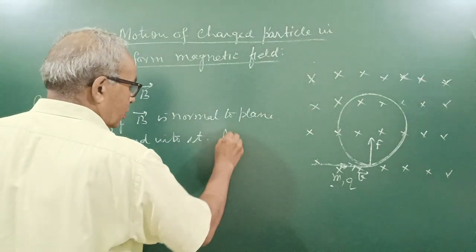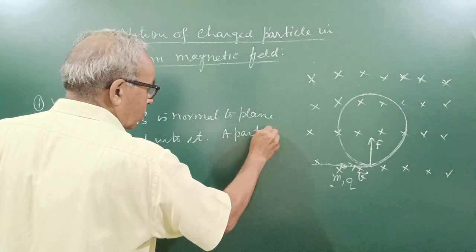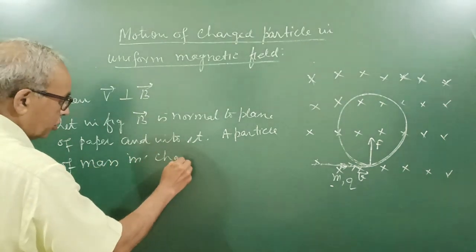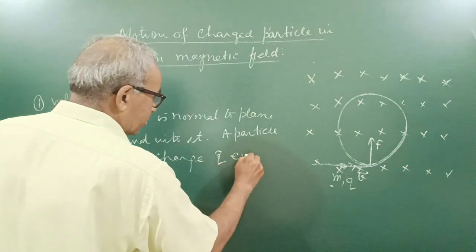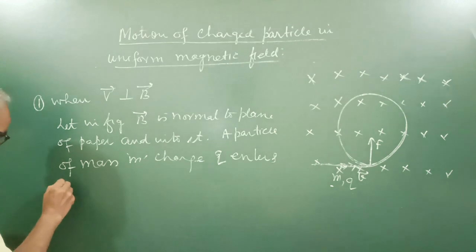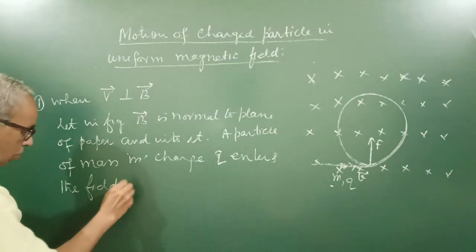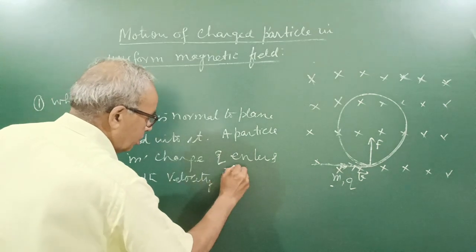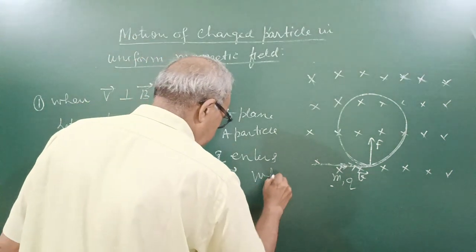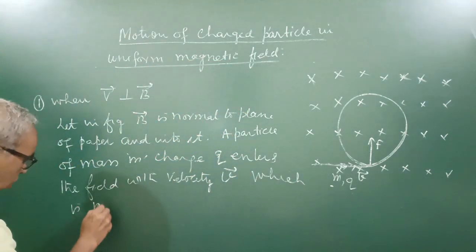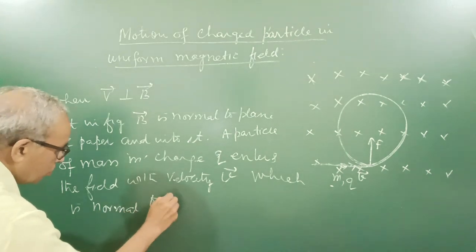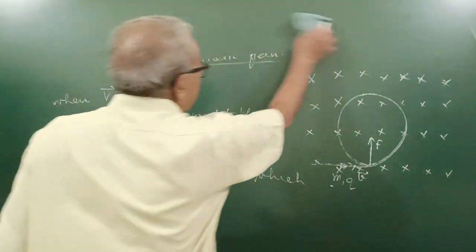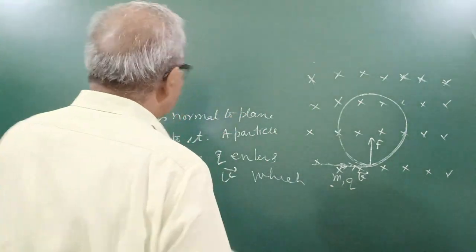A particle of mass m, charge q enters the field with velocity v, which is normal to vector B. Normal to vector B.